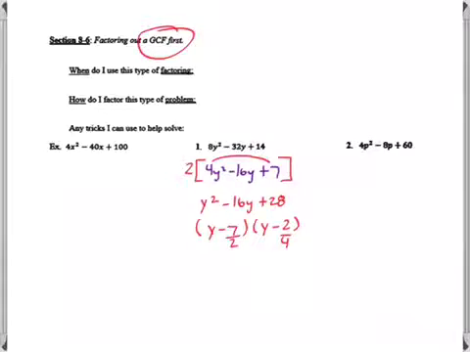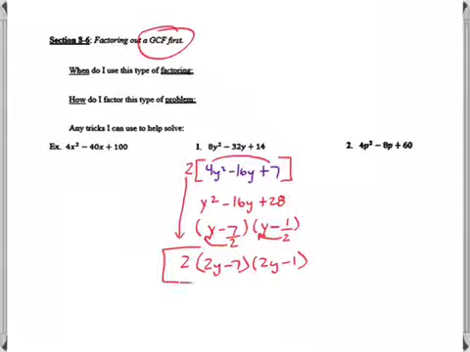Instead of 2 over 4, this becomes 1 over 2. And in both cases, I'll bring the leading coefficient back out in front. And I've got 2y minus 7 and 2y minus 1. Do not forget to bring down your GCF from the beginning. And so this is our final answer.